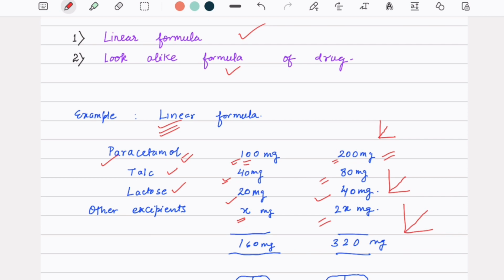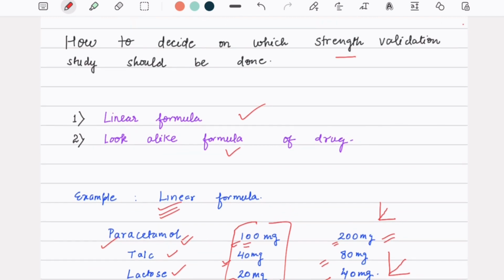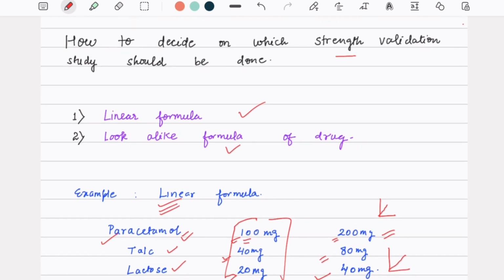Now if we look at the individual weight of each tablet or capsule, whatever it may be, it is also in a linear fashion. For example, here we have the total of the API and talc or excipient as 160 mg, and similarly in the 200 mg strength we will have 320 mg. Now if you remember what I said, the answer to this question is that on the strength of the formulation having more amount of placebo, the method validation should be performed.